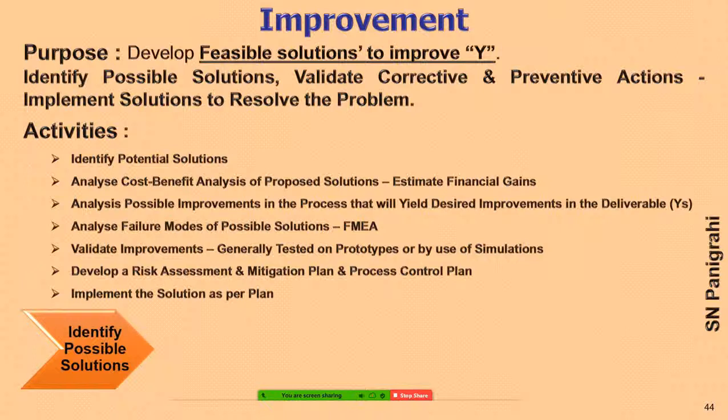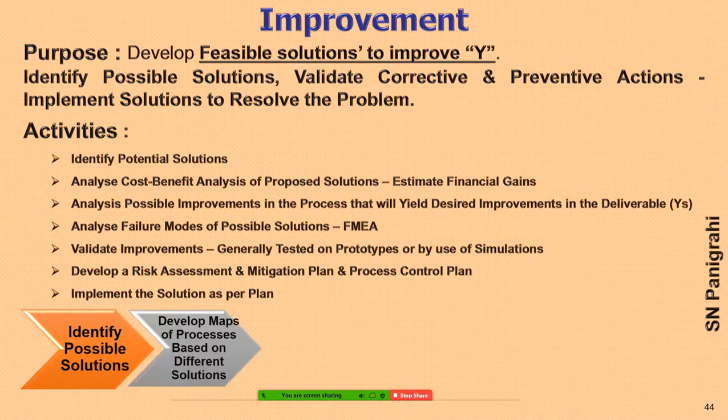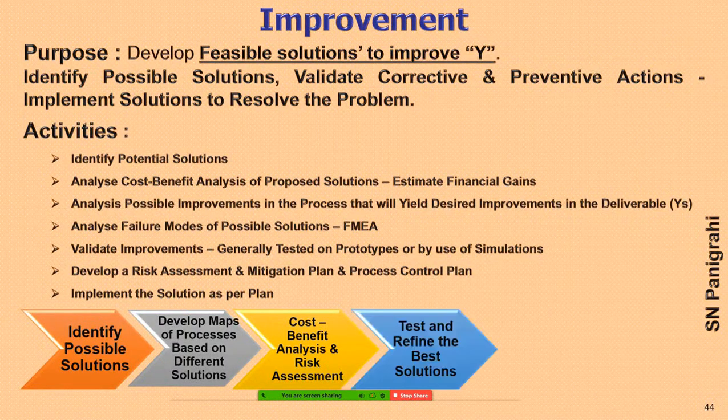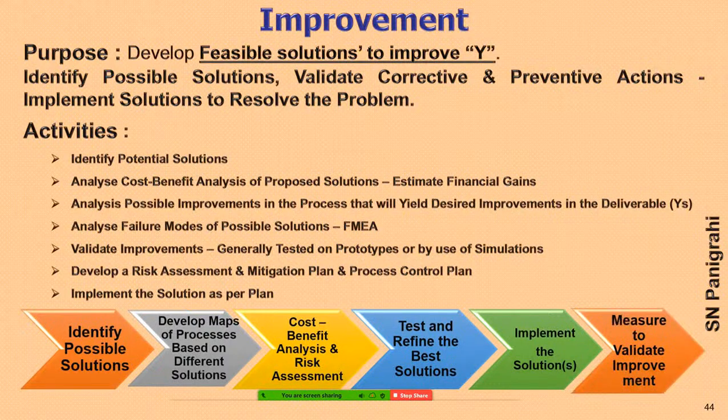So here we are identifying the possible solutions, then developing the process map, and based on the different solutions, we also have to do cost benefit analysis and risk analysis. For the solutions we are suggesting or improvements we are taking up, we have to identify the consequential results: what the benefits are, what the loss is, and what the risk factors are. Then test and refine the best solution. After testing, we have to find out which is the best solution. After finding the best solution, we have to implement it.